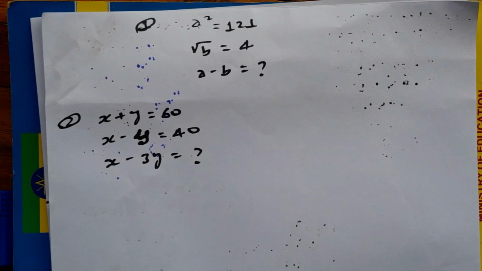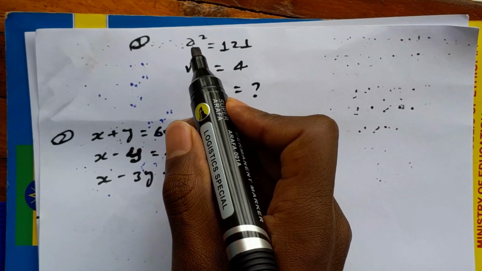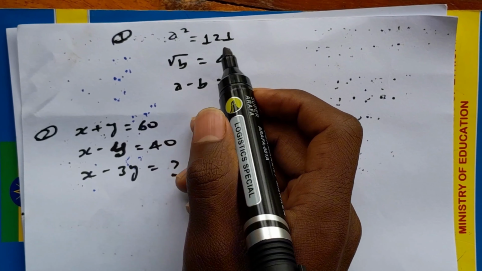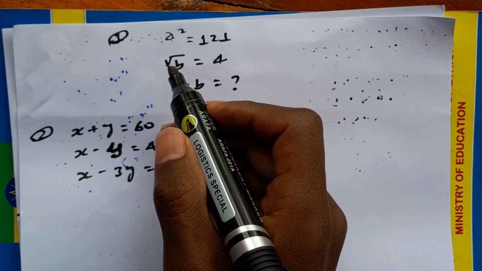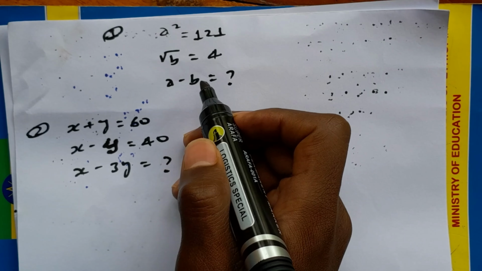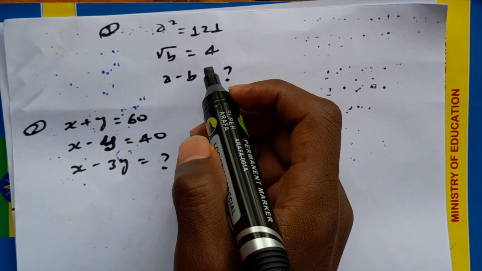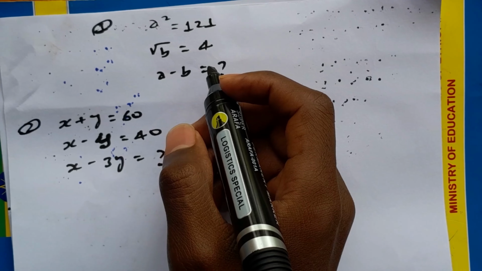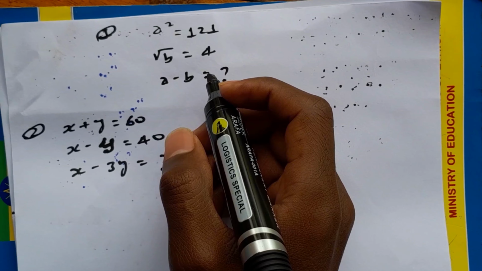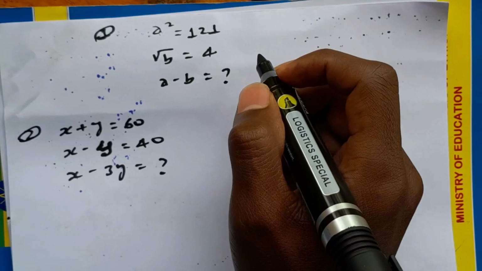The question is this one. As you see, the question is a squared is equal to 121 and the square root of b is equal to 4. A minus b is how much? Firstly, we find the value of a, after that the value of b, then finally a minus b. It is very easy and simple. Let's do this together.